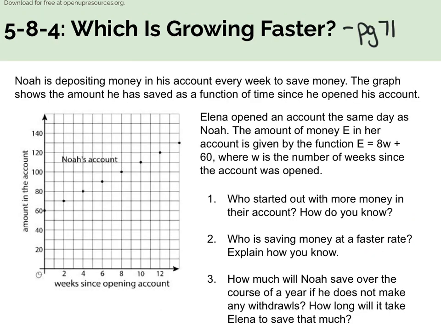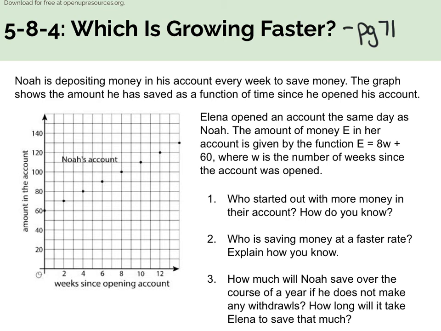All right, let's go ahead and turn to page 71. On page 71, Noah is depositing money into his account every week to save money. The graph shows the amount he has saved as a function of time since he opened his account. Elena opened the account on the same day as Noah. The amount of her money, E, in her account is given by the function E equals 8W plus 60, where W is the weeks since the account was opened.